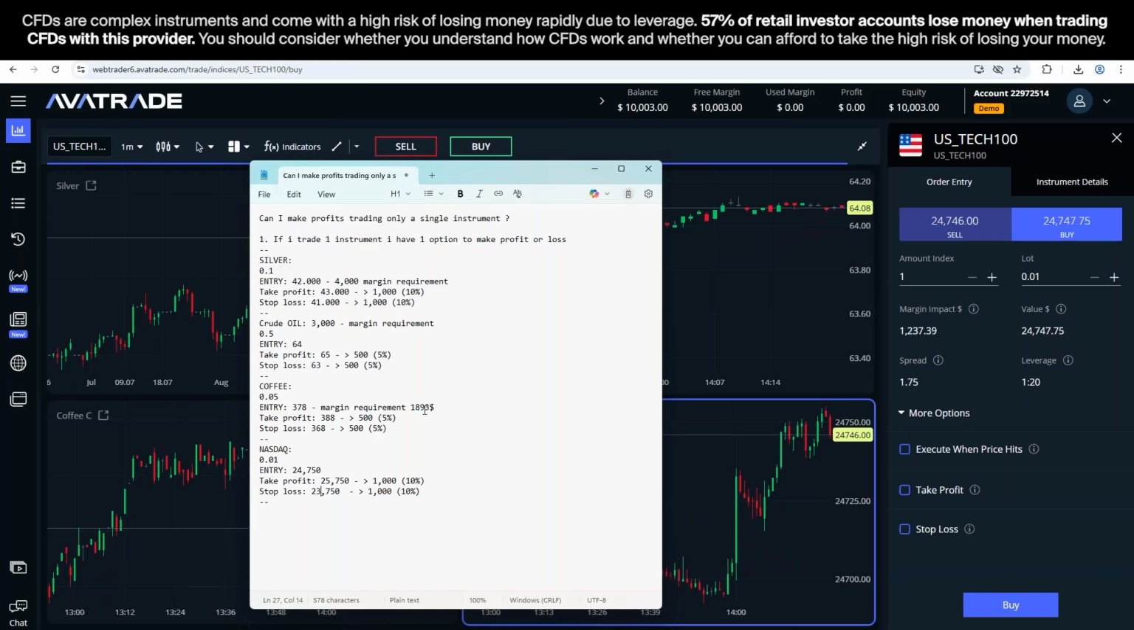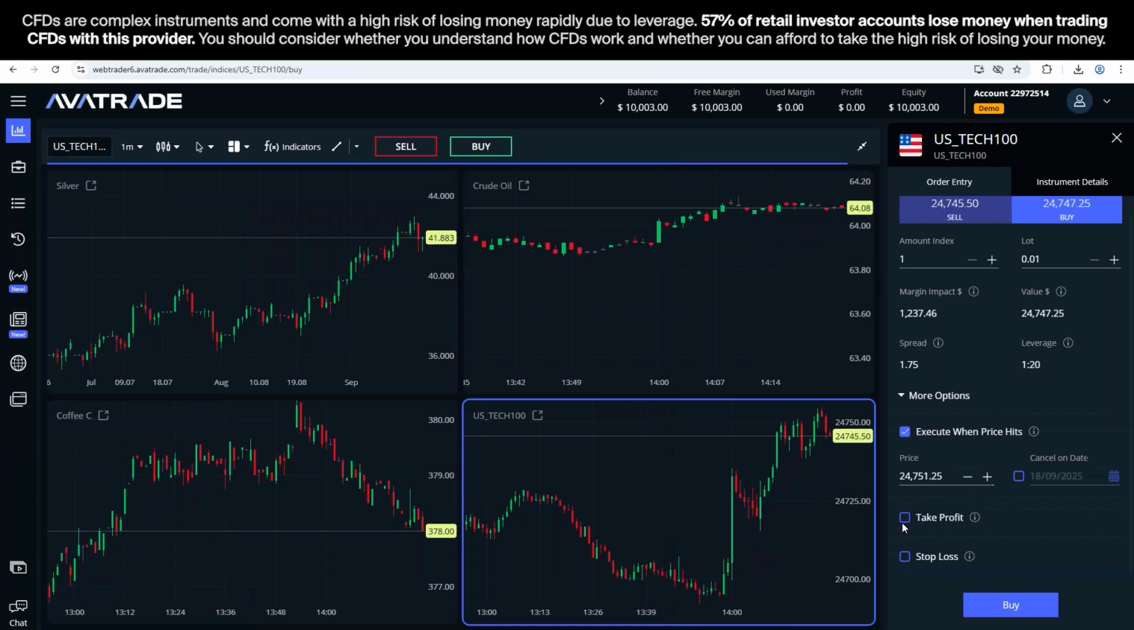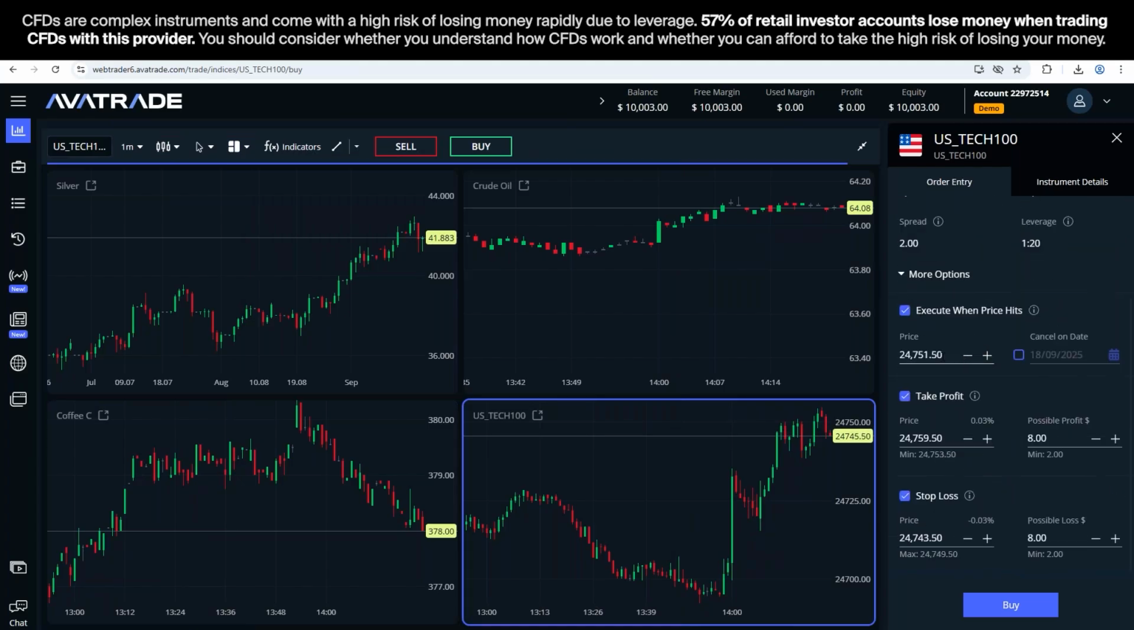Okay, so we've got here 7. We're almost at the max. We don't even have enough margin to perform this, but there is no lower than 0.01, so we're just going to use it in our example anyway.